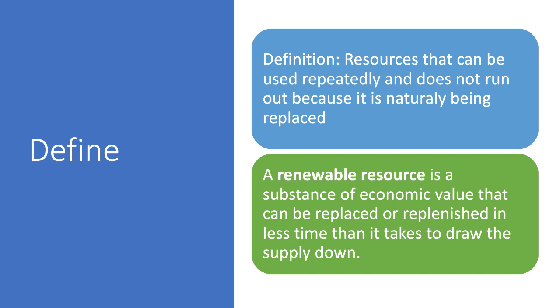So basically what we're going to do first is define what a renewable resource is. The definition says resources that can be used repeatedly and do not run out because they are naturally being replaced. It can also be defined as a substance of economic value that can be replaced or replenished in less time than it takes to draw the supply down. Basically, what that means is these are resources that can be used consistently because they won't run out, because they will replenish themselves eventually before humans or any other species has the option to make them run out.